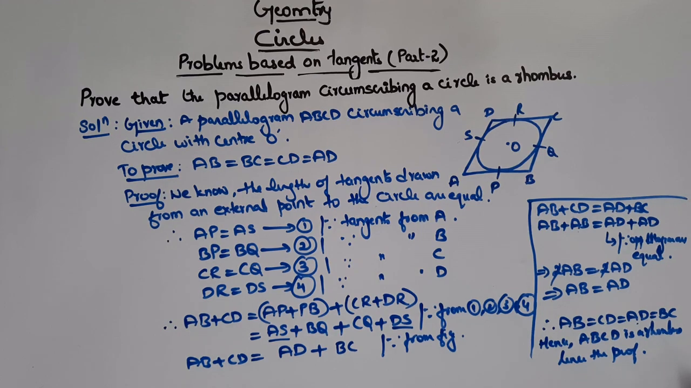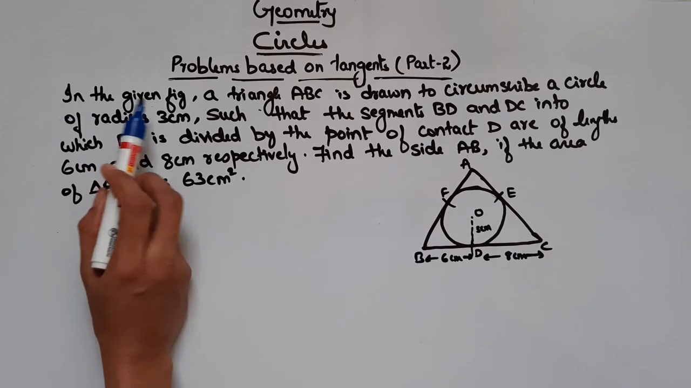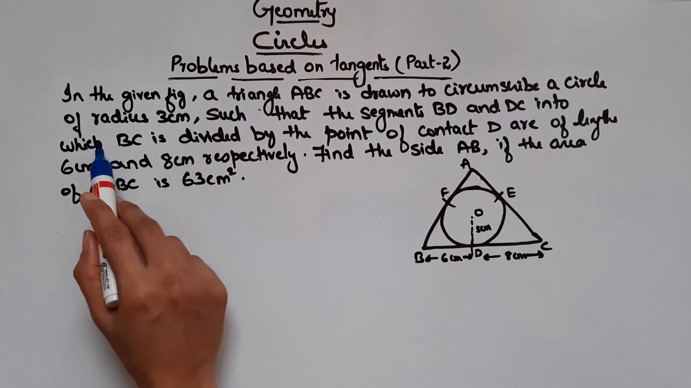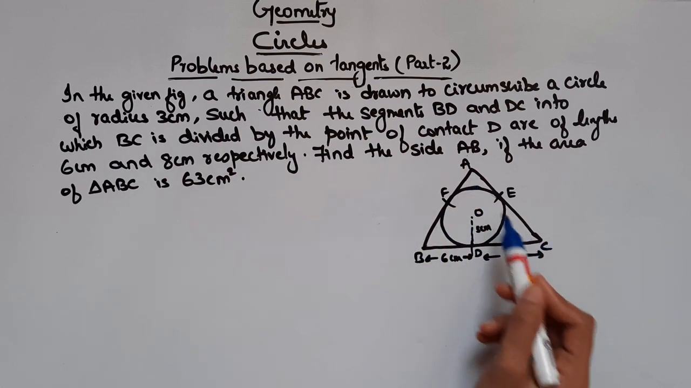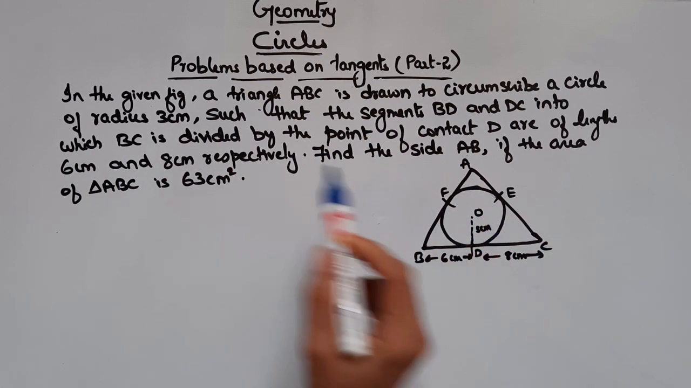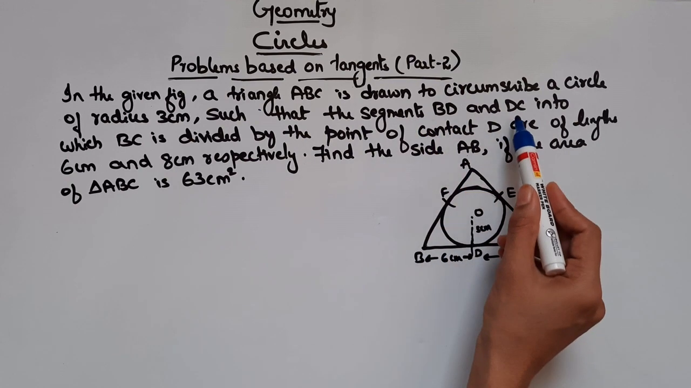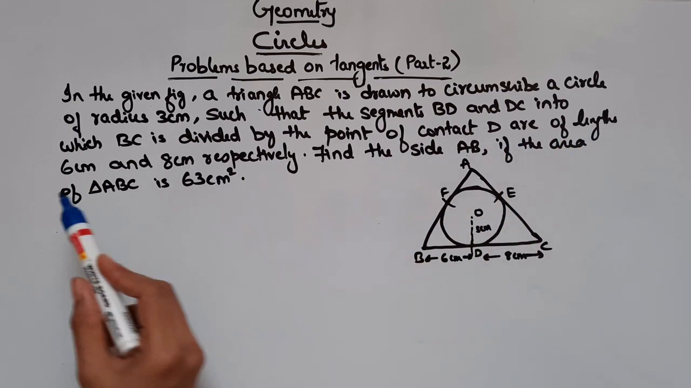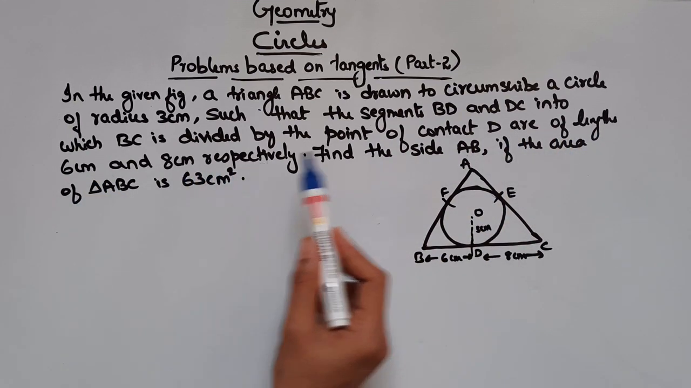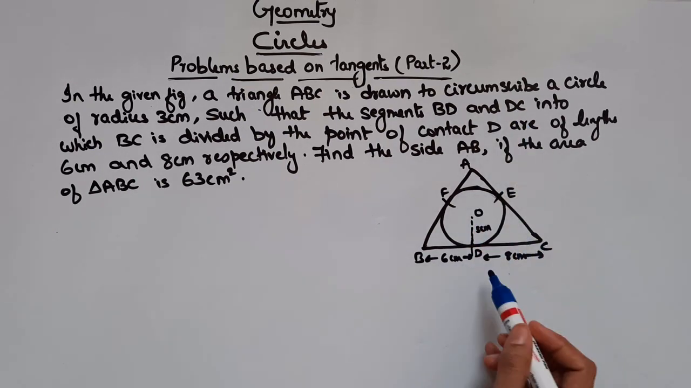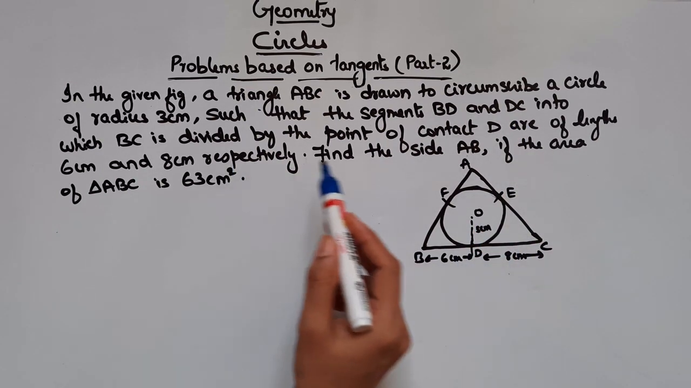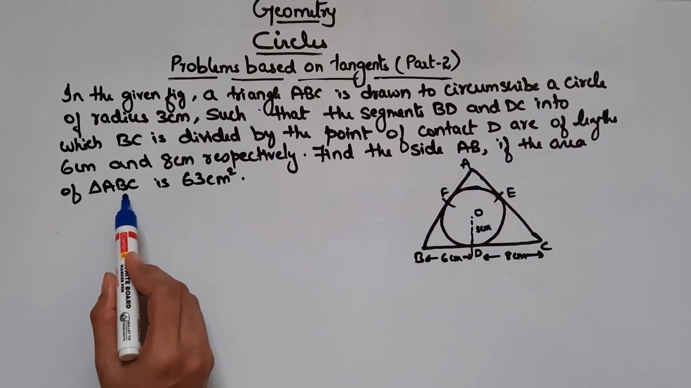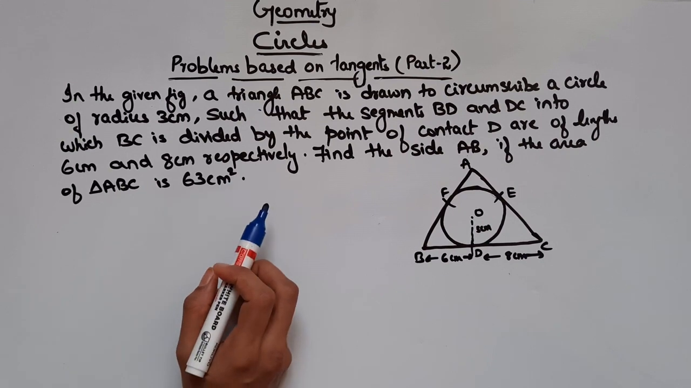Now let's see another problem. Now let's see this problem. In the given figure, a triangle ABC is drawn to circumscribe a circle of radius 3 cm, such that the segments BD and DC into which BC is divided by the point of contact D are of lengths 6 cm and 8 cm respectively. So we have BD is 6 cm, DC is 8 cm. Find the side AB if the area of triangle ABC is 63 cm square. So here area is given.